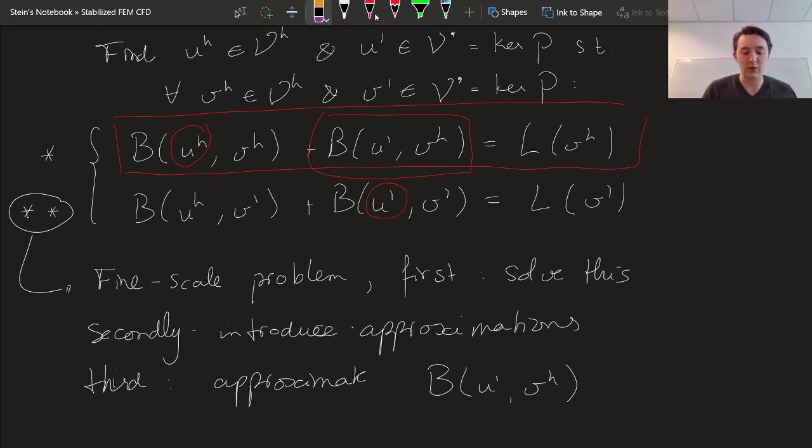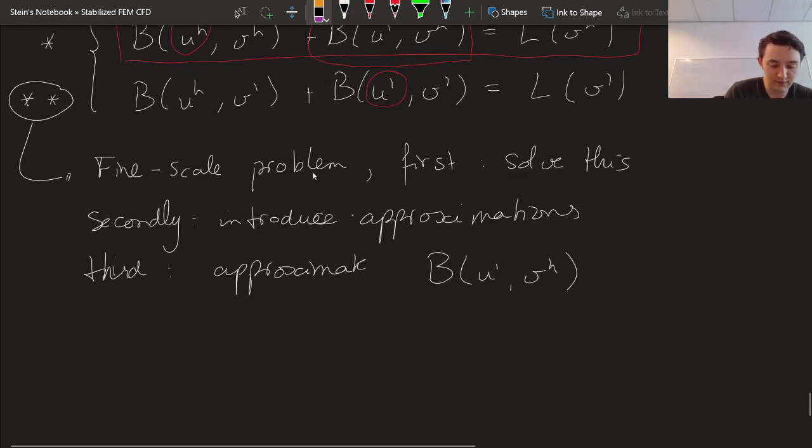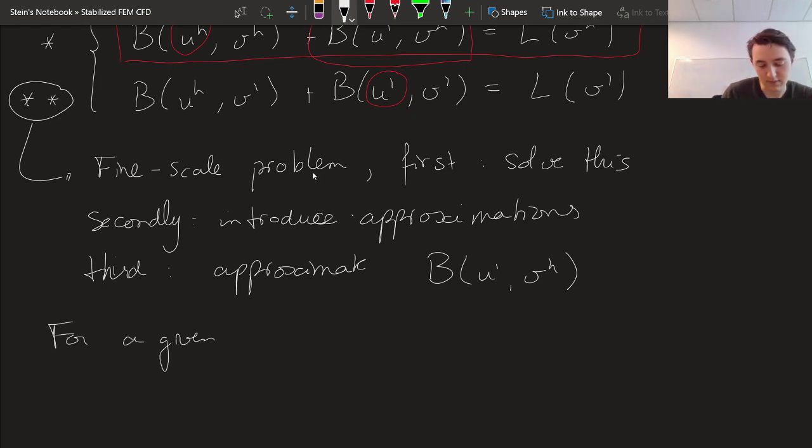Okay, but before we get to that, we first want to see what it would take and what kind of conclusions we can draw from trying to solve the true fine scale problem in a complete sense. So that means that I'm going to rewrite that second equation as an equation for the fine scale solution U prime, and we'll do that under the assumption that we have a given coarse scale, a given UH. So for a given UH, we're going to solve the second equation.